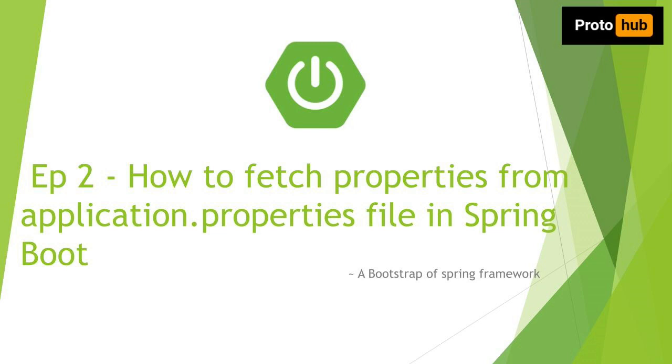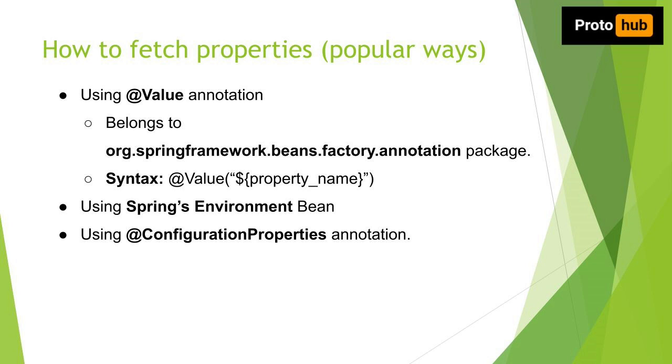In this video, I will show you how to fetch the properties that have been configured in the application.properties file in your project. First of all, I will explain some of the popular ways to fetch the properties from the application.properties file. The first way is to fetch the properties using the @Value annotation.